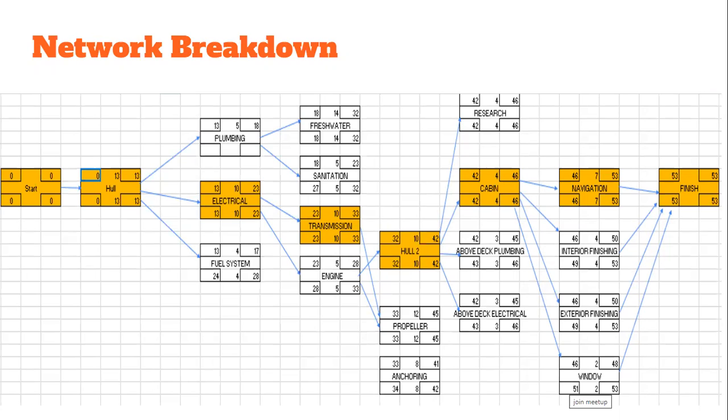The completion of the forward pass made visible the project critical path, the sequence of activities from start to end, which cannot be delayed without delaying the project end date.